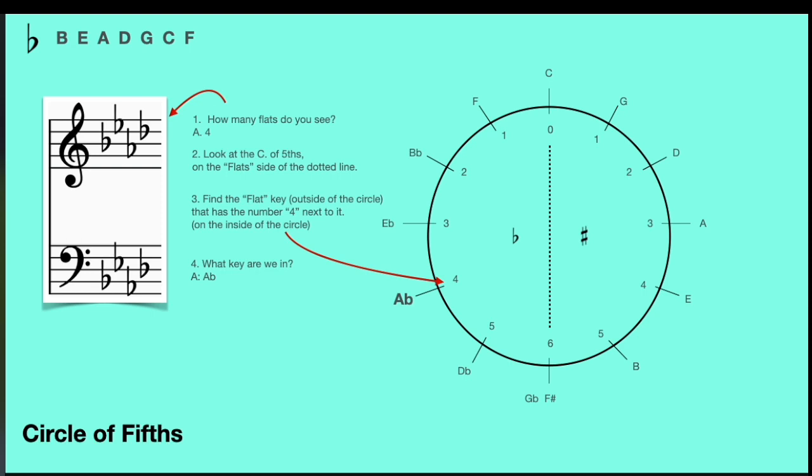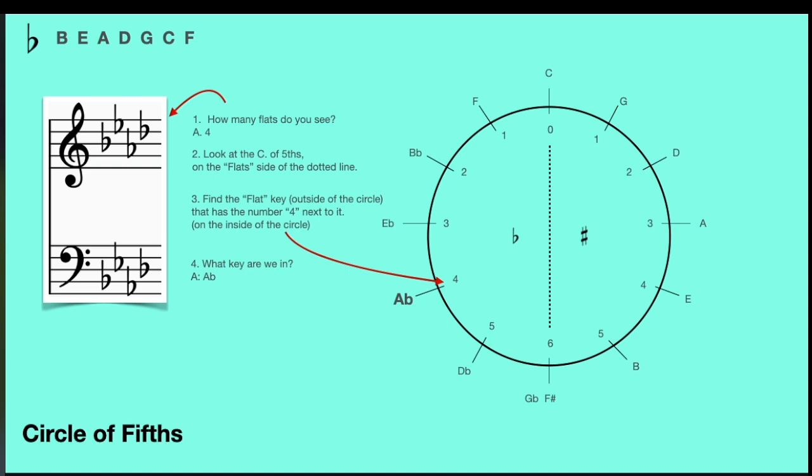Now, let's put this to use. On your left, you see a key signature. How many flats do you see? Now, treble clef, bass clef. Notice I'm not asking you to tell me note names, letter names, lines, and spaces. Just count. How many flats do you see? 4.